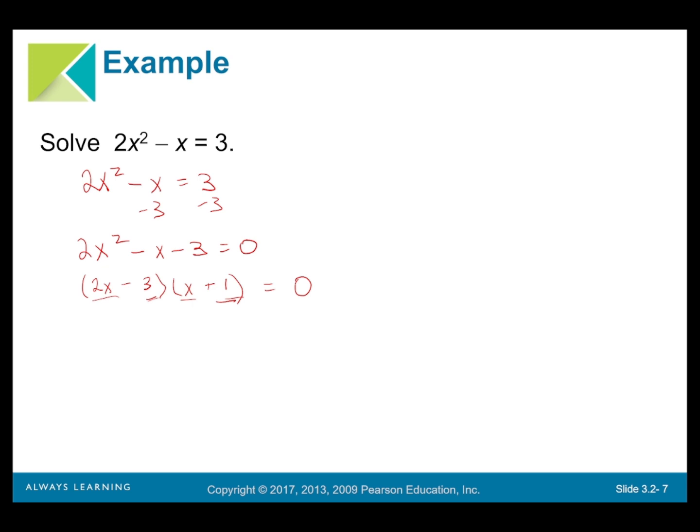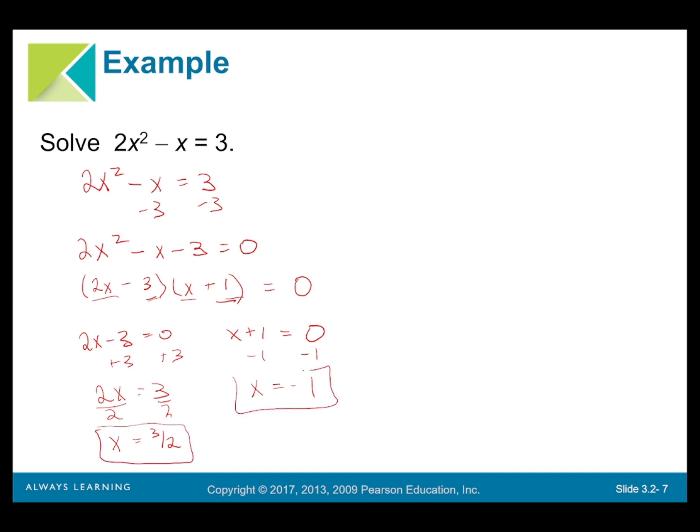Now that I have these two terms, I'm going to set each one equal to 0. So I do this the standard way, add 3 to both sides, and we get 2x equals 3. And then divide by 2 on both sides, and I get x equals 3 halves. I subtract 1 on both sides, and I get x equals negative 1. And there we have solved it.